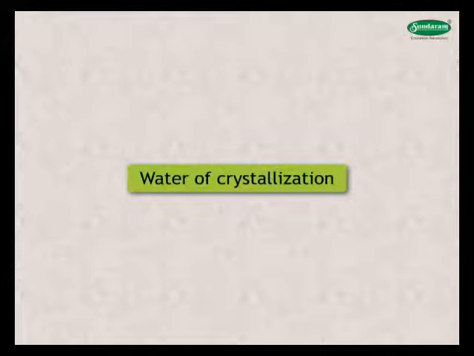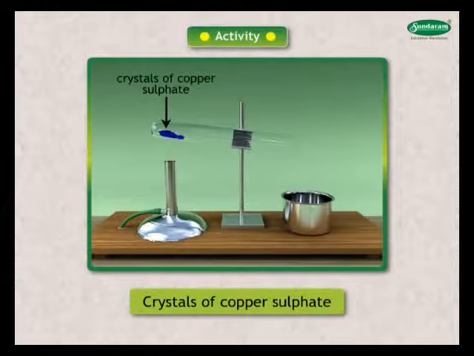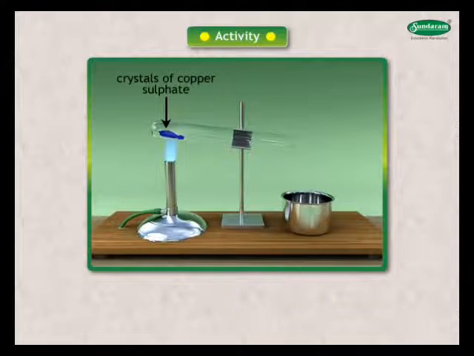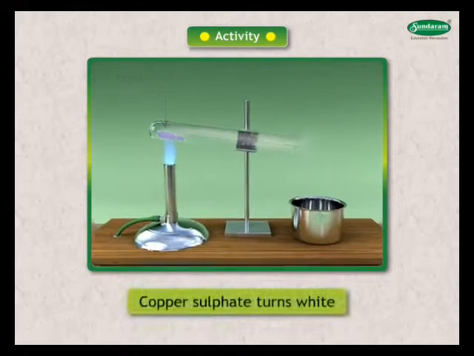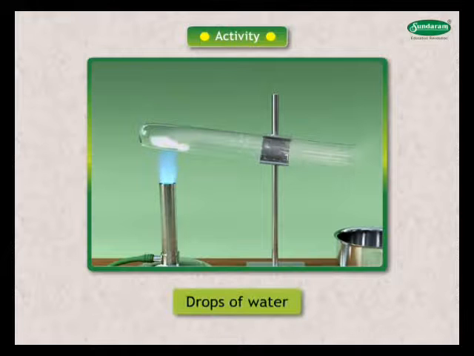Let us see what is meant by water of crystallization. Activity. Take a few crystals of copper sulfate in a boiling test tube. Heat the test tube. What is the color of copper sulfate after you heat it? What else do you observe on the side of the test tube? The copper sulfate turns white. There are drops of water on the sides of the test tube.